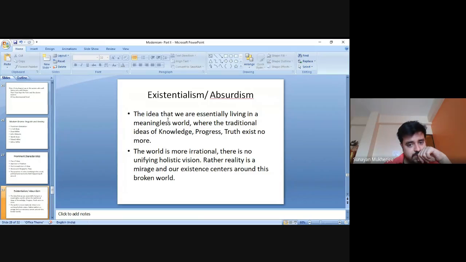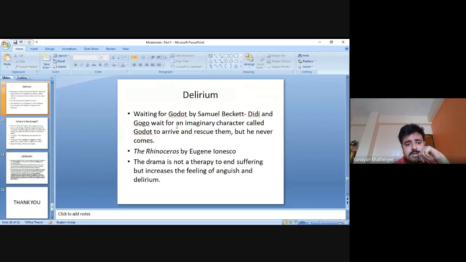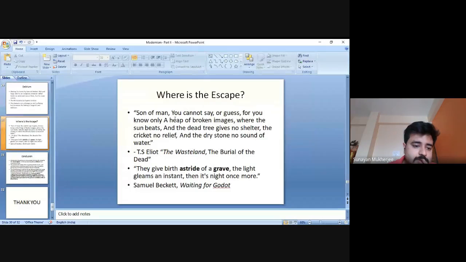The world is more irrational, there is no unifying holistic vision, rather reality is a mirage, and our existence centers around this broken world. So there would be the question of existentialism, the question of meaninglessness in the dramas that would follow, the question of delirium. If you read Waiting for Godot later on, the characters Vladimir and Estragon are waiting for an imaginary character called Godot to arrive and rescue them, Eugene Ionesco's Rhinoceros.